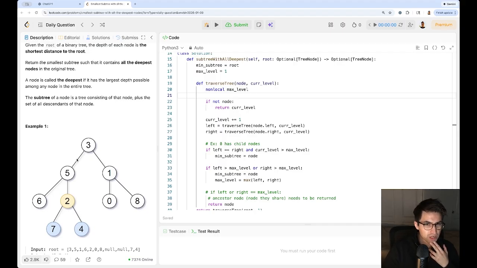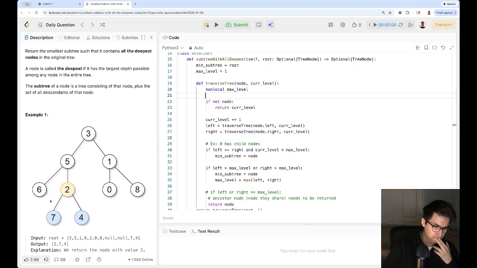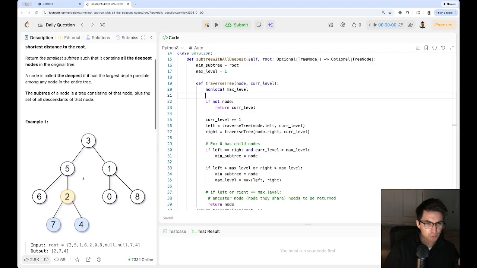We go from 3, 5, 6. Left is 3. And we want to make sure that, well, is it the smallest subtree as well?